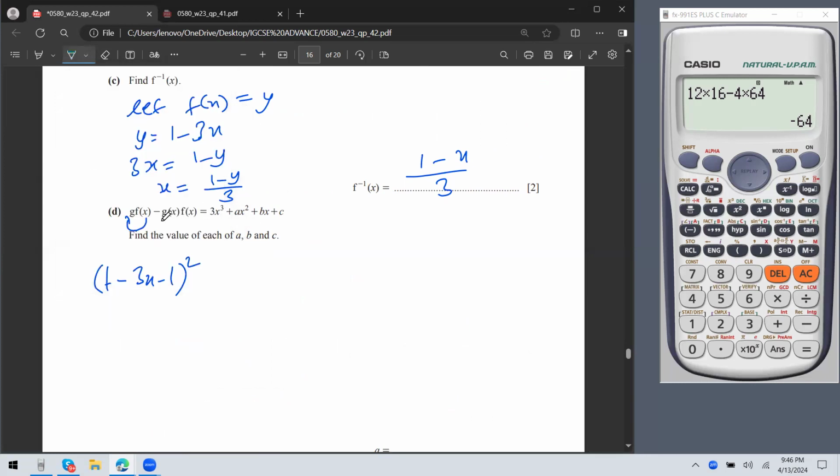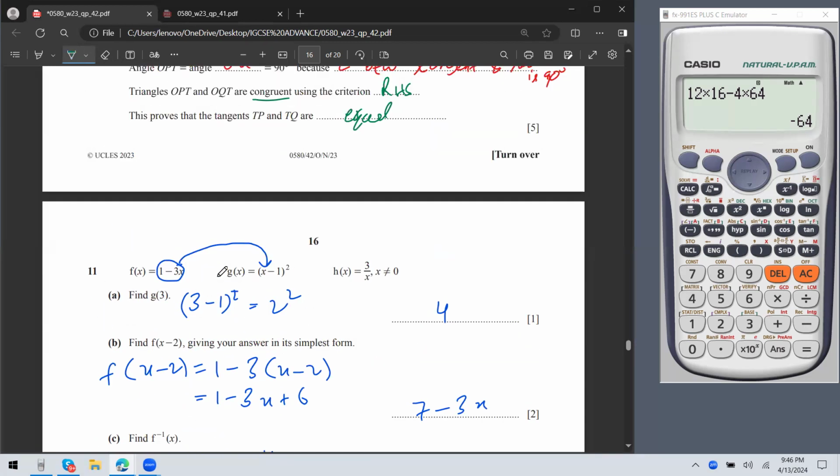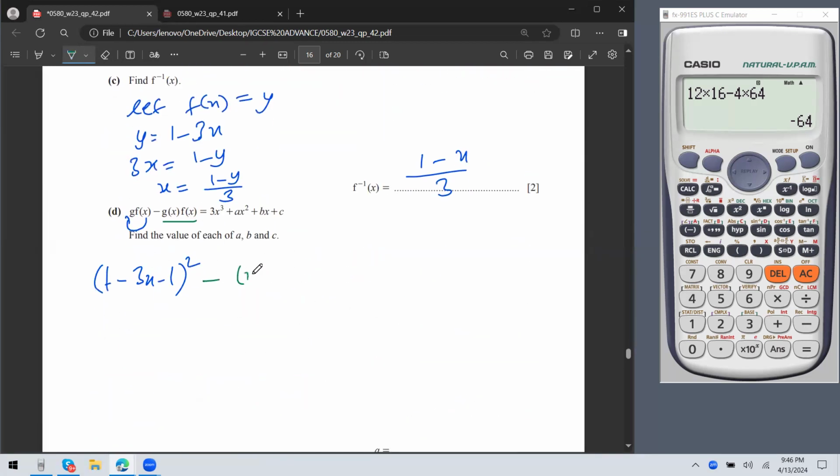So second part is you just need to multiply the functions g and f. G is x minus 1 whole square and f is 1 minus 3x. Okay, and that's it. So you just need to simplify now everything. This 1 minus 1 cancelled. So minus 3x whole square is just 9x square.